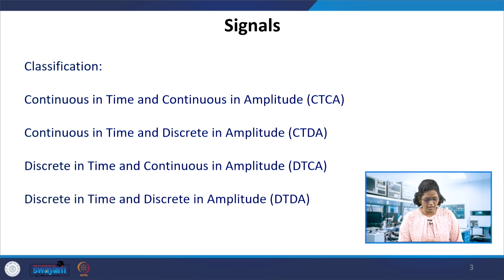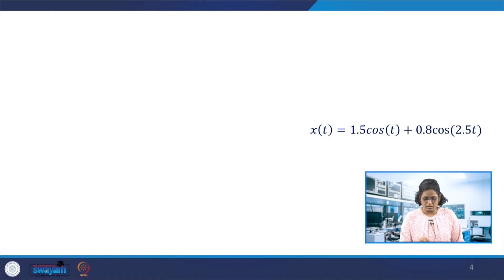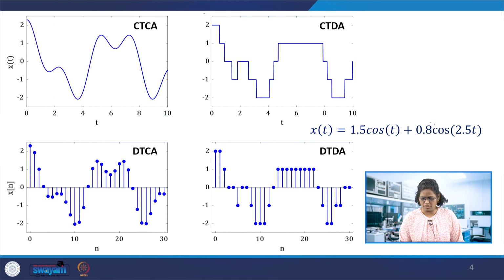In discrete in time and discrete in amplitude, both time and amplitude are specified only at certain instances, not at all values of t or all values of amplitude. We can see this classification of four using a signal x of t, which has t continuous. This is the signal which is continuous in time and continuous in amplitude. The time varies, and x of t also varies accordingly. So x of t is defined at all values of t. So you have both continuous.